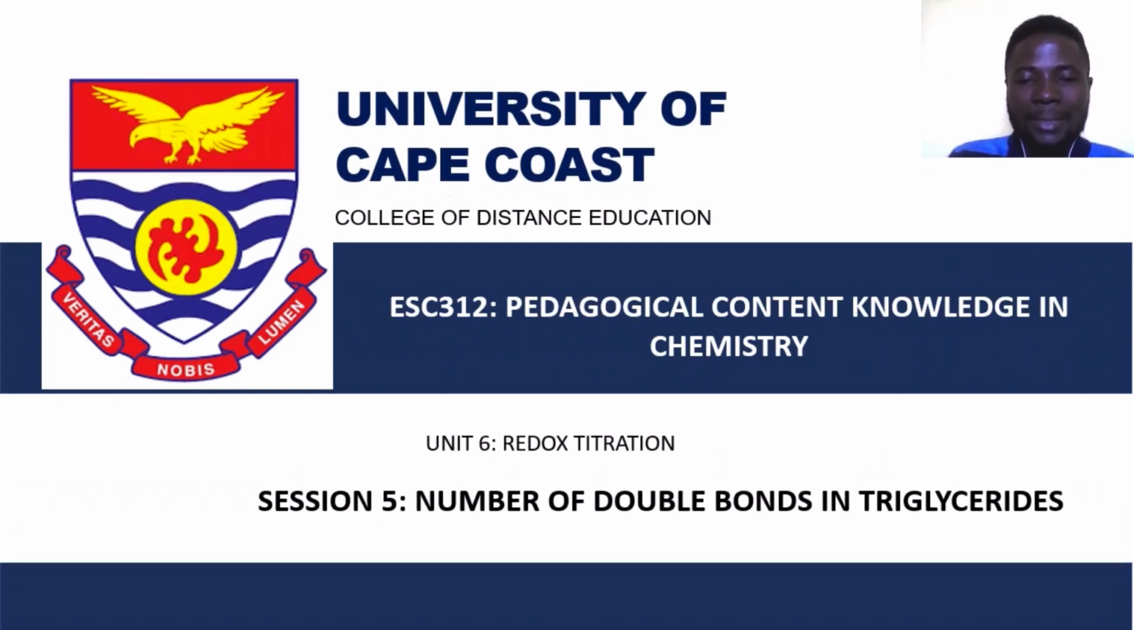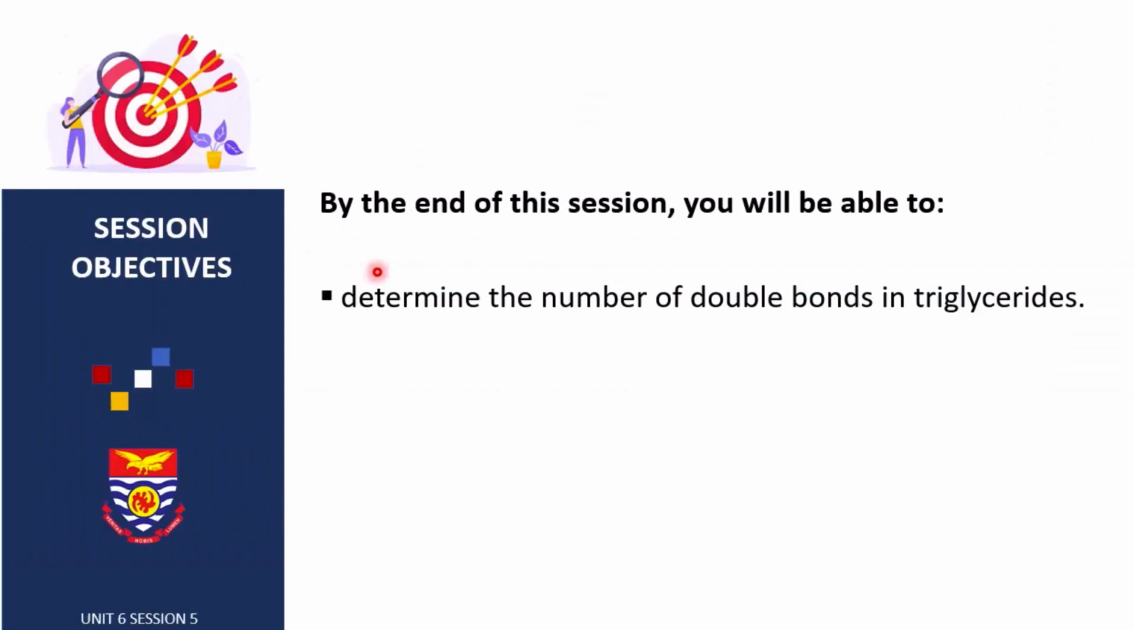You're welcome to this session. It is session 5 of Unit 6. The session is about number of double bonds in triglycerides. Let's look at the objective for the session. By the end of this session, you'll be able to determine the number of double bonds in triglycerides.